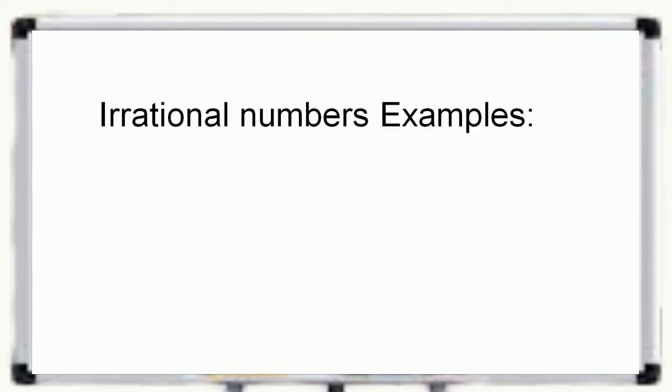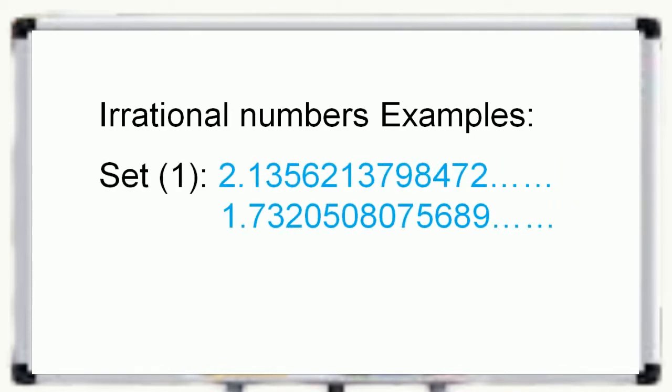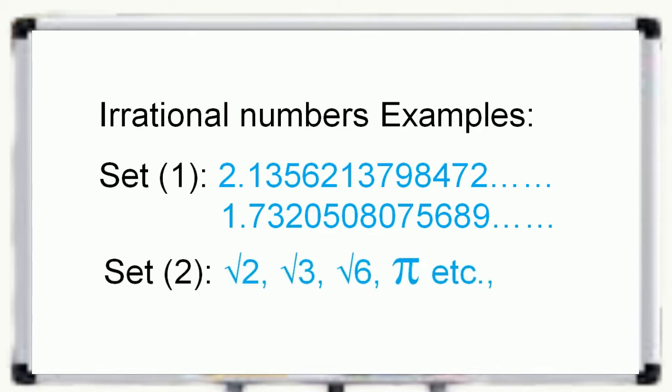Some examples for irrational numbers. So here is set 1. In set 1 the decimals are non-terminating, non-repeating decimals. Non-terminating, non-repeating decimals are called irrational numbers. In set 2 we have square root of 2, square root of 3, square root of 6 and pi like numbers. These numbers are also irrational numbers. Non-terminating, non-repeating decimals are irrational numbers.